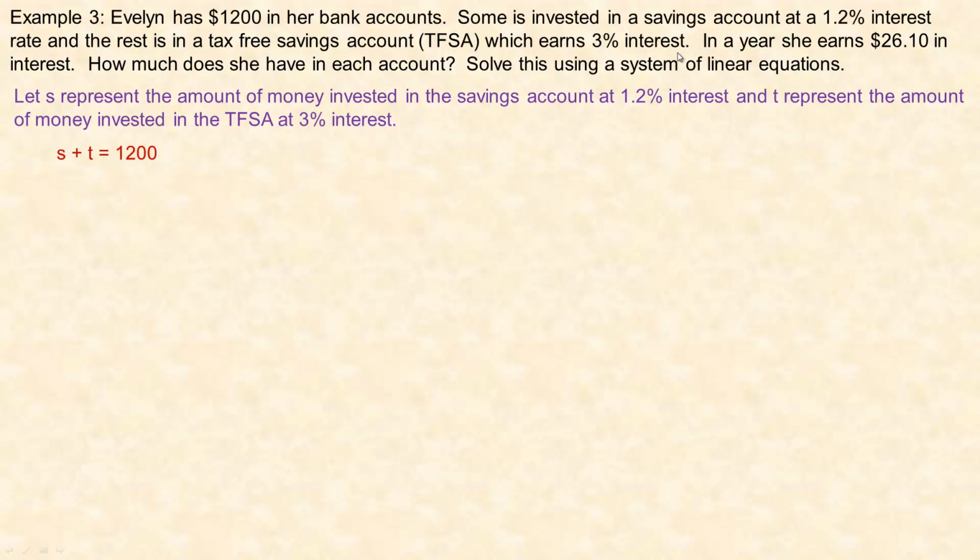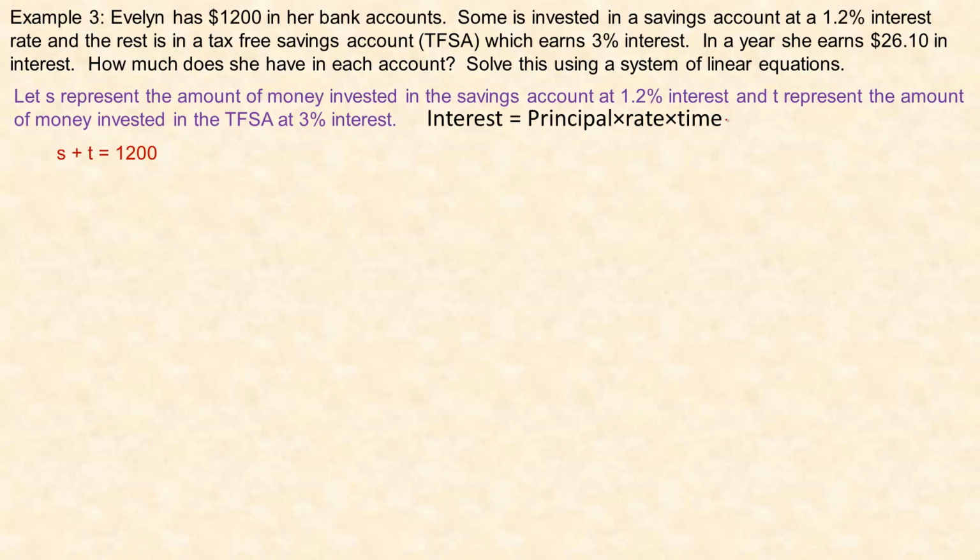The other one has to do with the two interest rates and the amount of interest she earns in a year. So we need this formula. The way you calculate interest is you multiply your principal by your rate by the time. The time in years, as long as the interest rate is quoted per year.